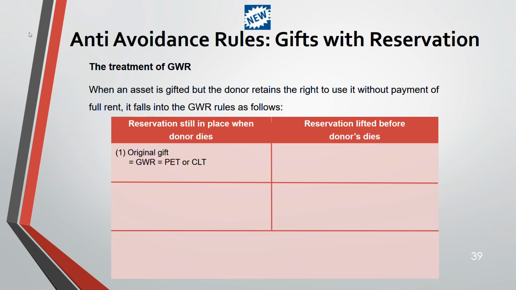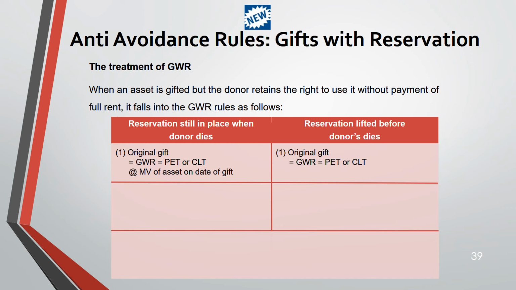So there has been a mistake. The second column is reservation lifted before the donor dies. Now, if the reservation is still in place when the donor dies, the original gift is a gift with reservation. It could be a PET or CLT. Then, at market value of asset on date of gift.